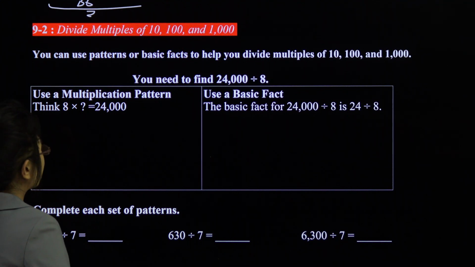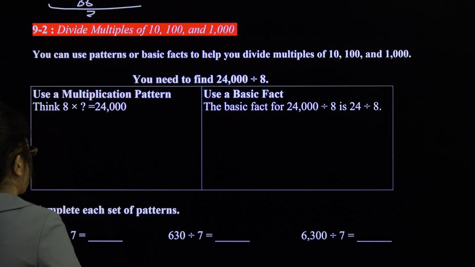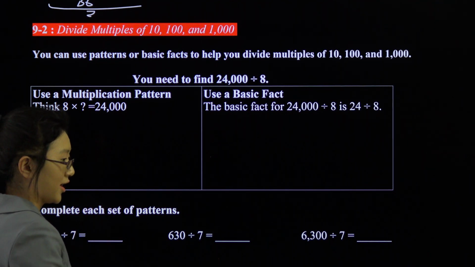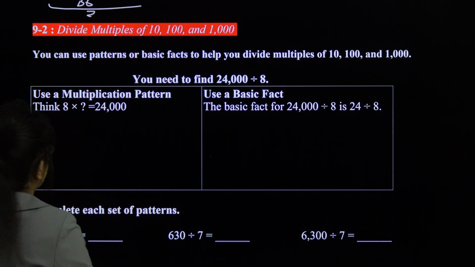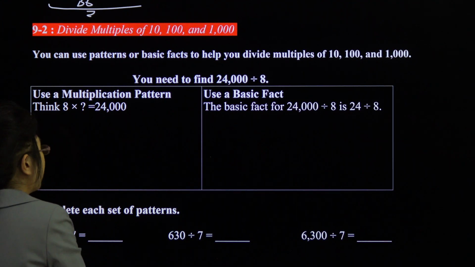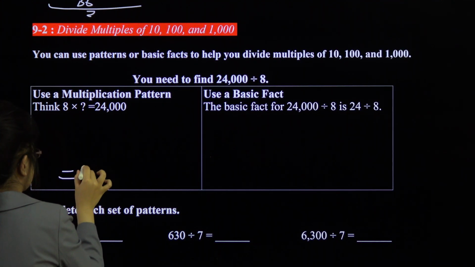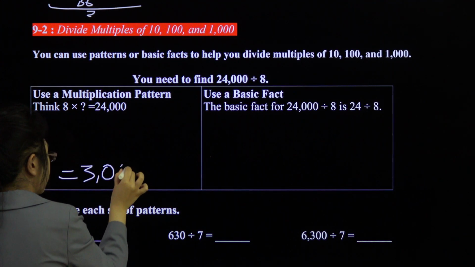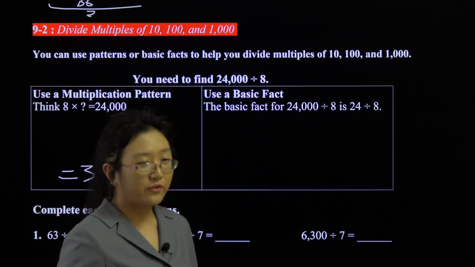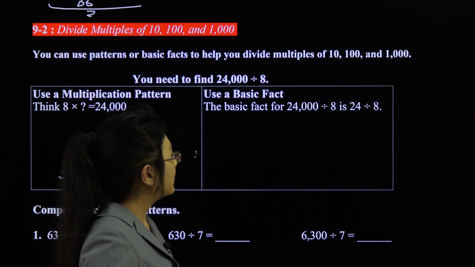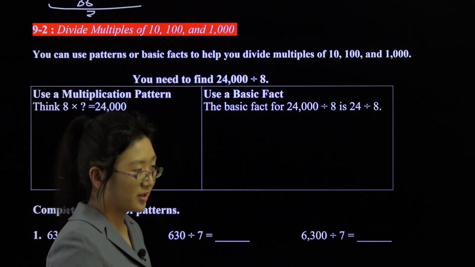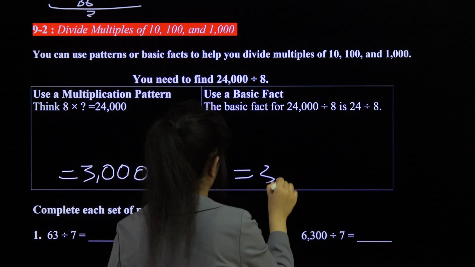So 8 times what equals to 24,000? 8 times 3 equals to 24. So 8 times 3,000, which has 3 zeros that we need, is equal to 24,000. Therefore, 24,000 divided by 8 equals to 3,000. What about basic facts? The basic fact for 24,000 divided by 8 is 24 divided by 8, which is equal to 3. And then you add the 3 zeros, which is still 3,000.